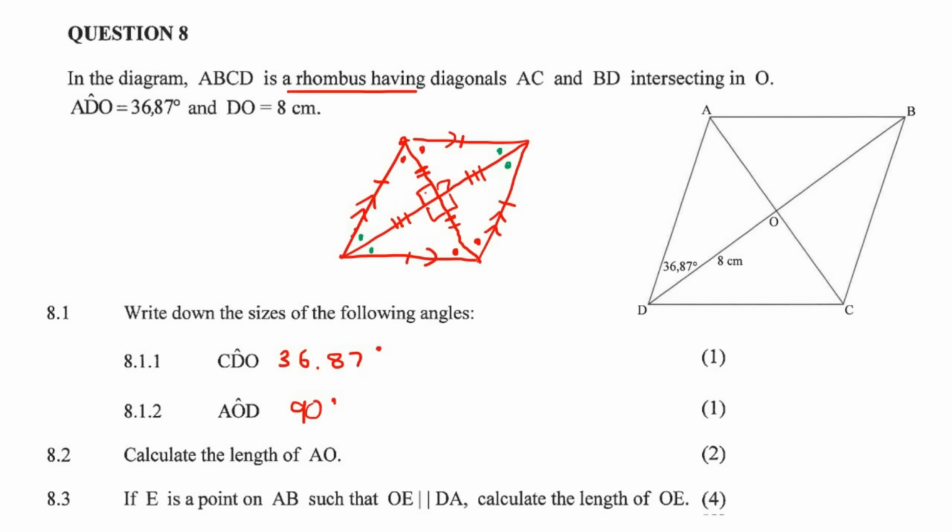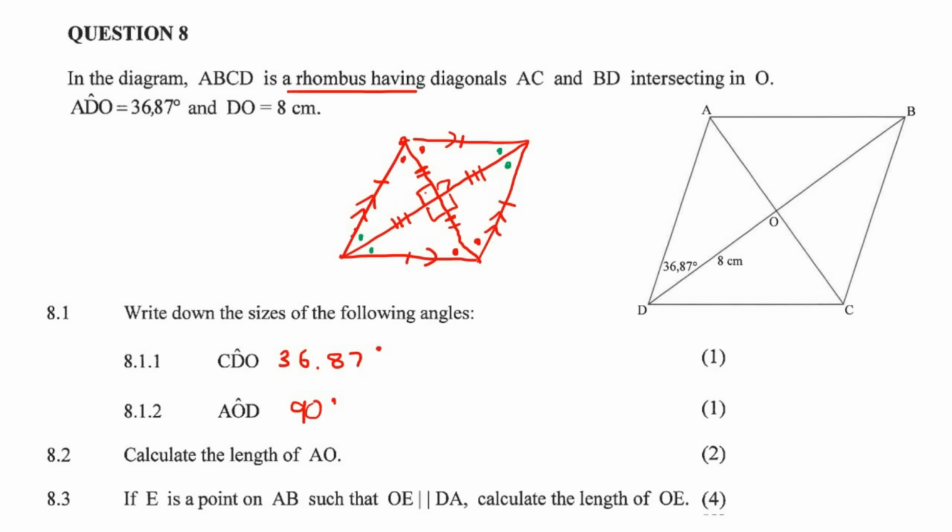Now the next one, calculate the length of AO. This is interesting. We only know this, and we only know this, and they want us to find AO. So you can't use Pythagoras because you don't have 2 sides. For Pythagoras, you need at least 2 sides. But if we have one side, but we also have an angle, did someone just say trigonometry?